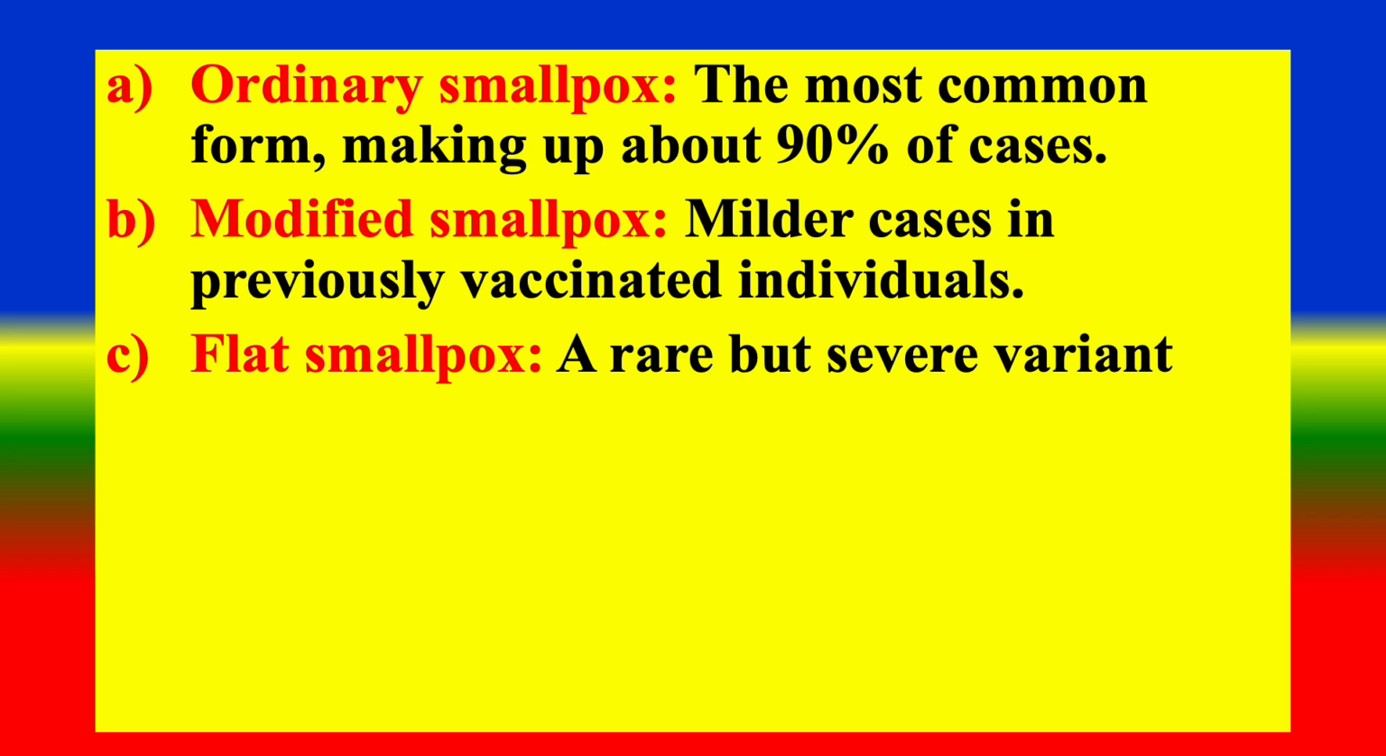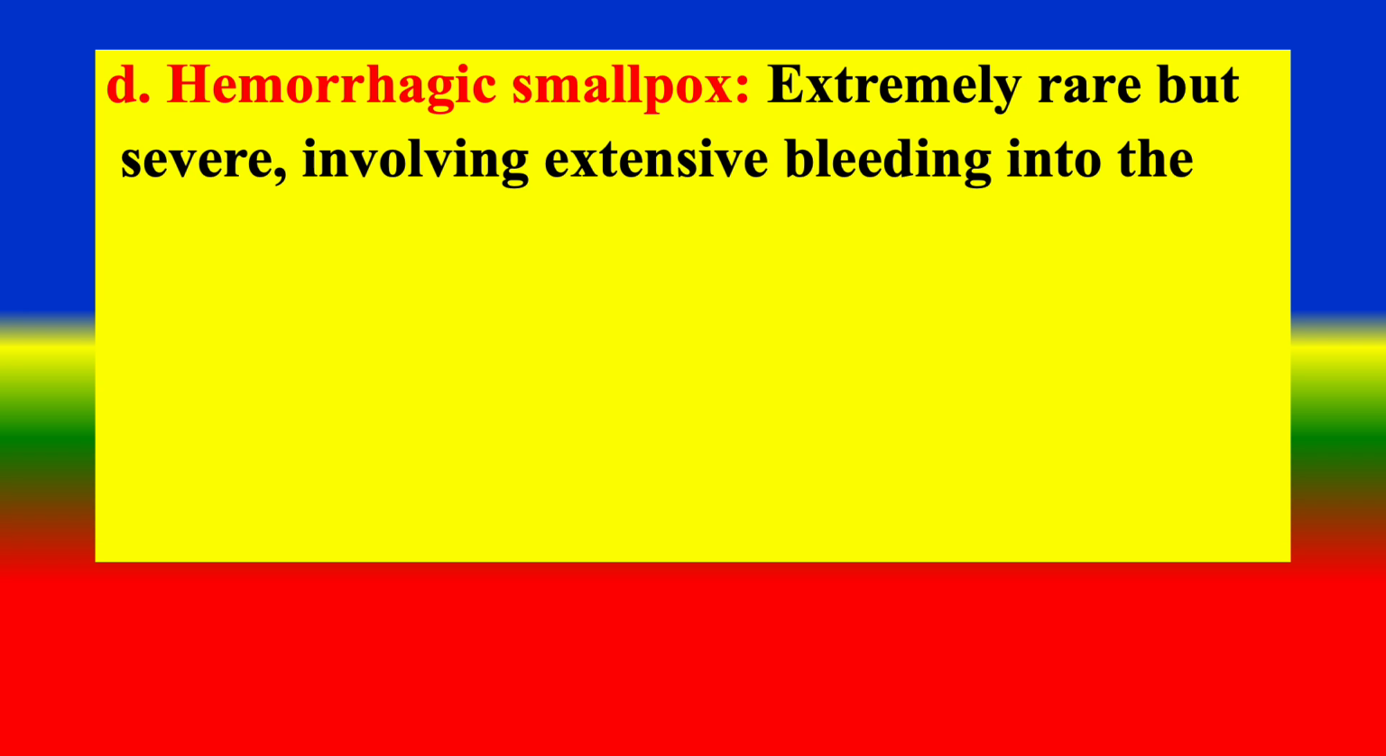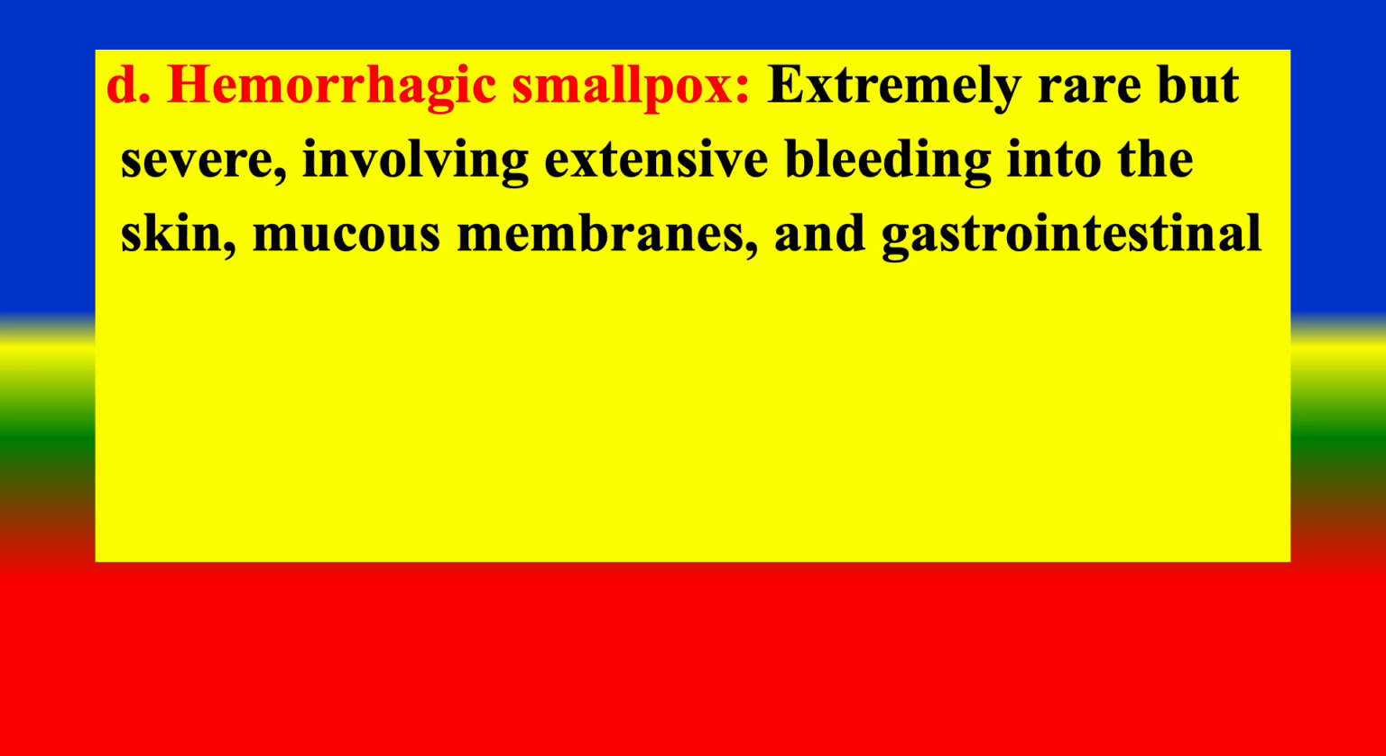C. Flat smallpox, a rare but severe variant with higher mortality rates, characterized by a flat soft rash. D. Hemorrhagic smallpox, extremely rare but severe, involving extensive bleeding into the skin, mucous membranes, and gastrointestinal tract. It is usually fatal.